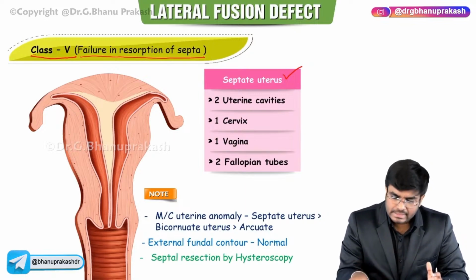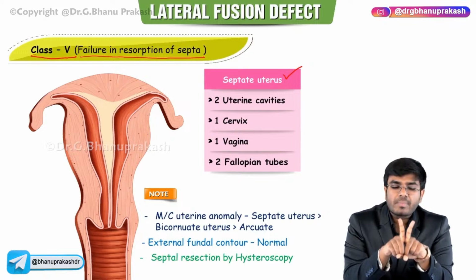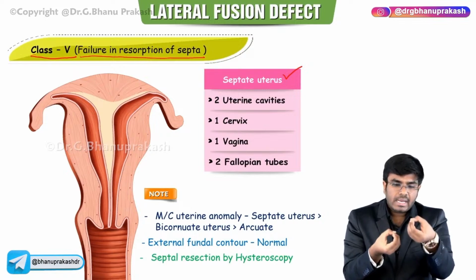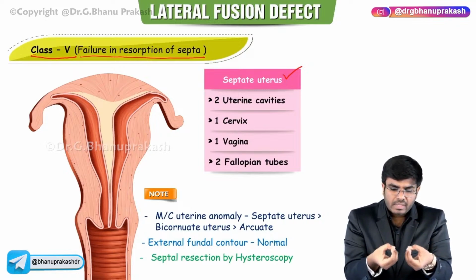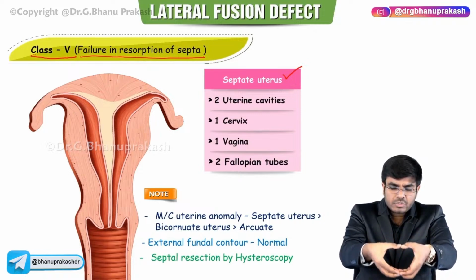What exactly is this? Guys, the two Mullerian ducts have to start fusing from the caudal end and fuse along the entire length. So, if this is one Mullerian duct and this is the other, whenever they are fusing, the septum which is there should be completely resorbed so that there is only one duct.